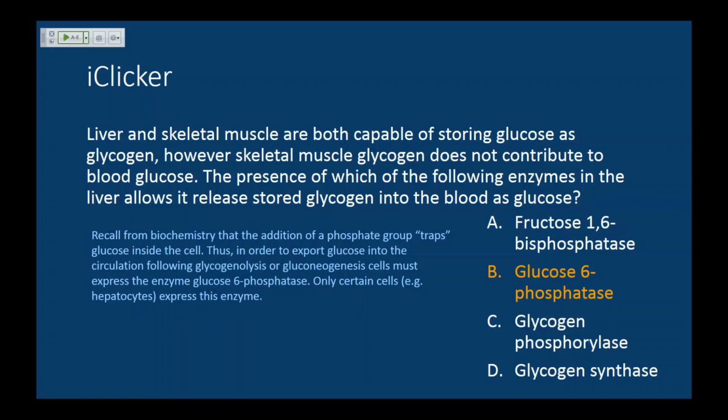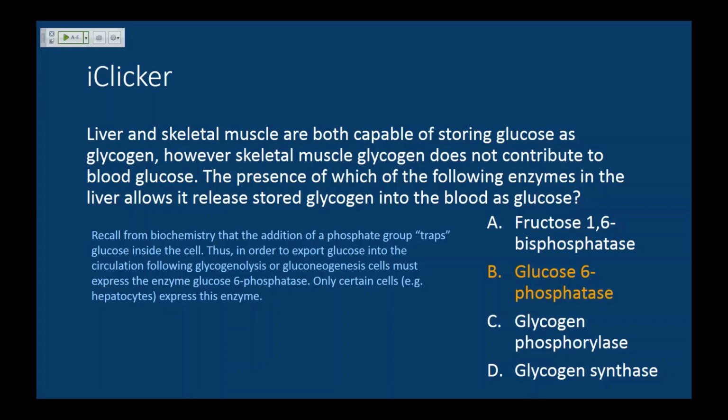So the answer is glucose 6-phosphatase. So the liver and the skeletal muscle can both store glycogen, okay, and they can both use it, but only the liver can contribute to maintaining blood glucose because it has an enzyme known as glucose 6-phosphatase.